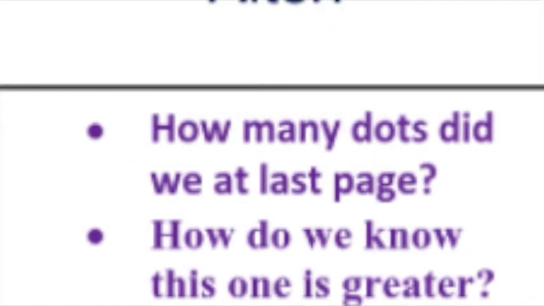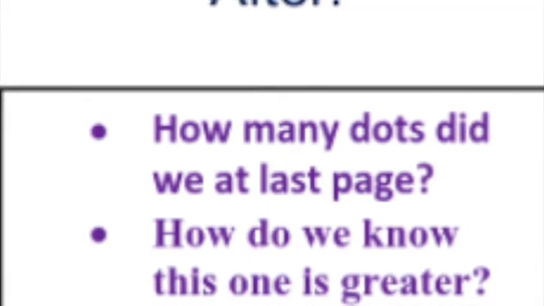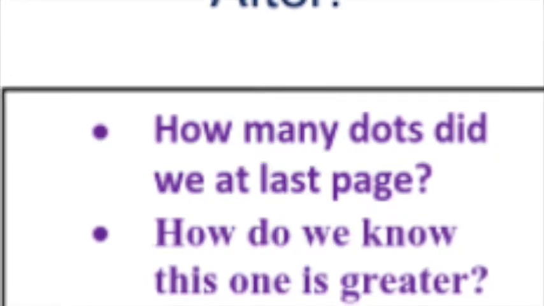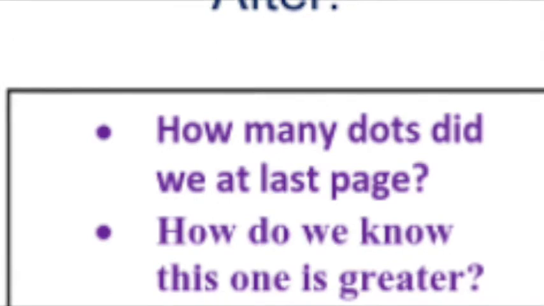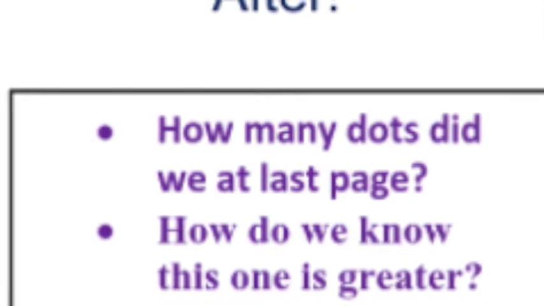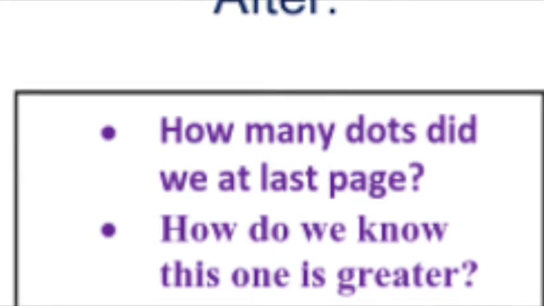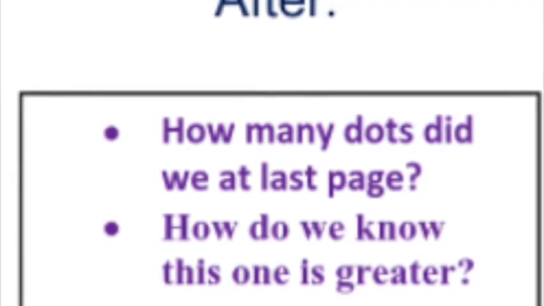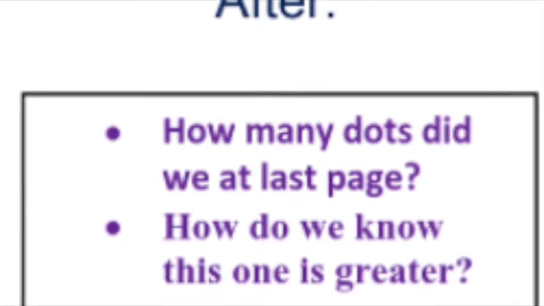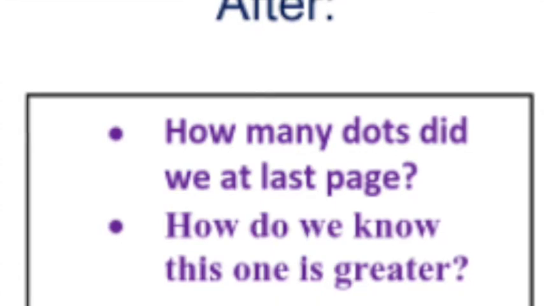During the reading, the teacher will stop in the middle and assess the students formatively by asking some questions like how many dots the ship has, how many dots the shirt has. After reading the book, the teacher will assess the students summatively by asking questions like how many dots did we see on the last page? How do we know that one is greater than the first page?